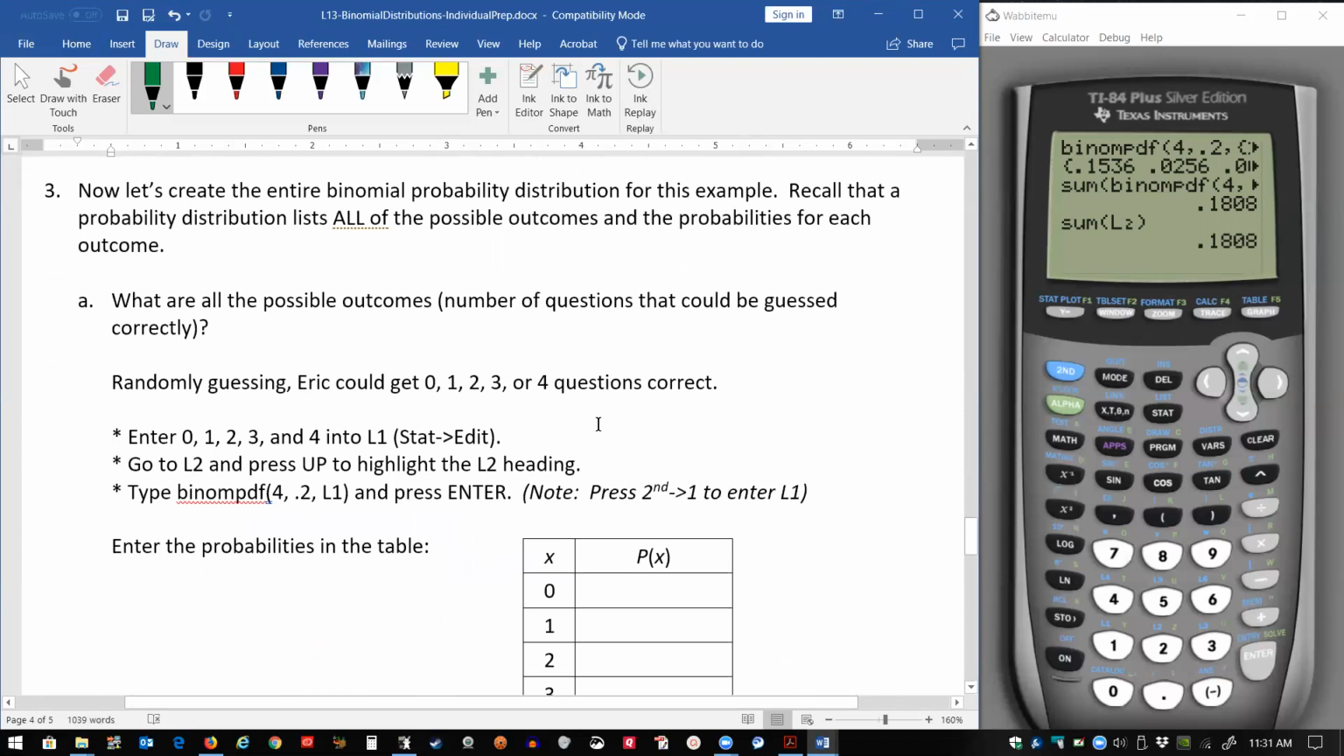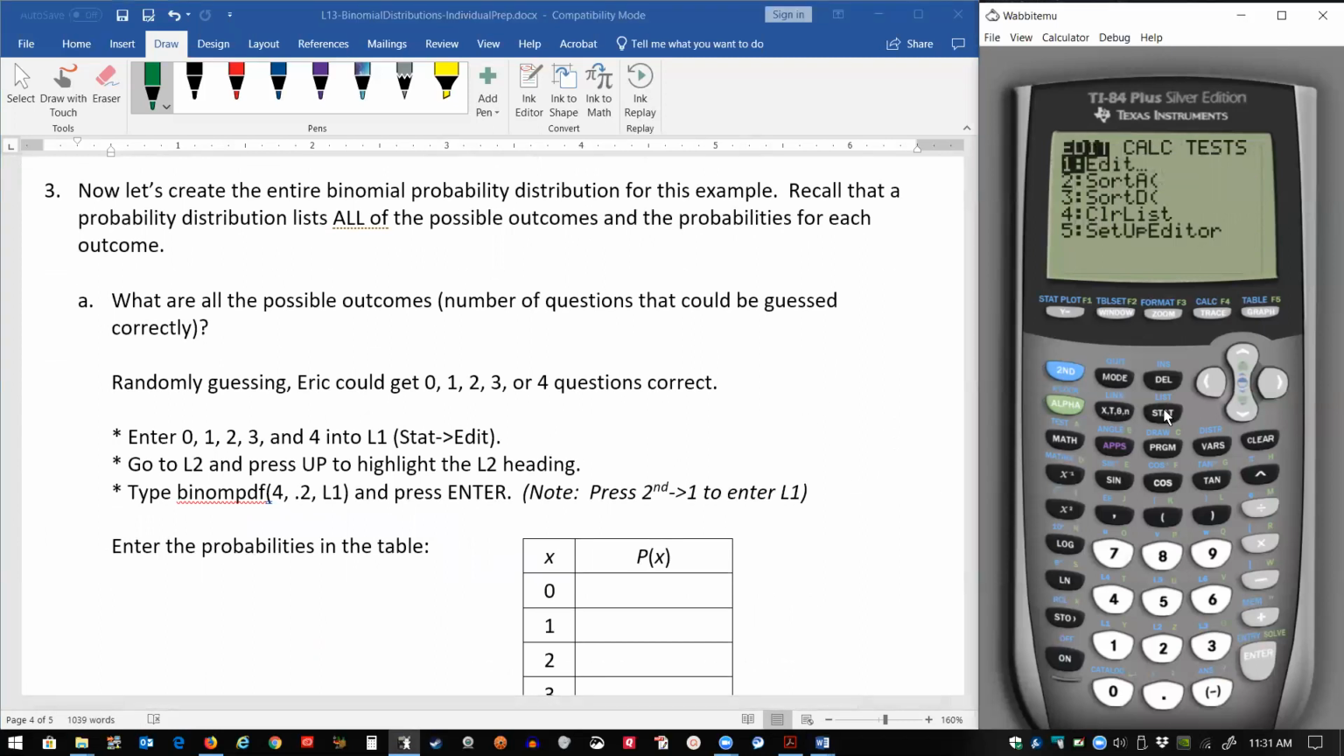All right, now currently in our edit list, we only put in the outcomes that we wanted to add up. If I wanted to have the entire probability distribution in here, I could just by default find all of those probabilities at once. So I would have to increase my list here though. So in list 1, all of my possible outcomes for Eric to guess on this test are what? How many questions could he get right? Well, he could get none of them. So the first option, 0, he could get 1 right, 2 right, 3 right, or 4 right, right?